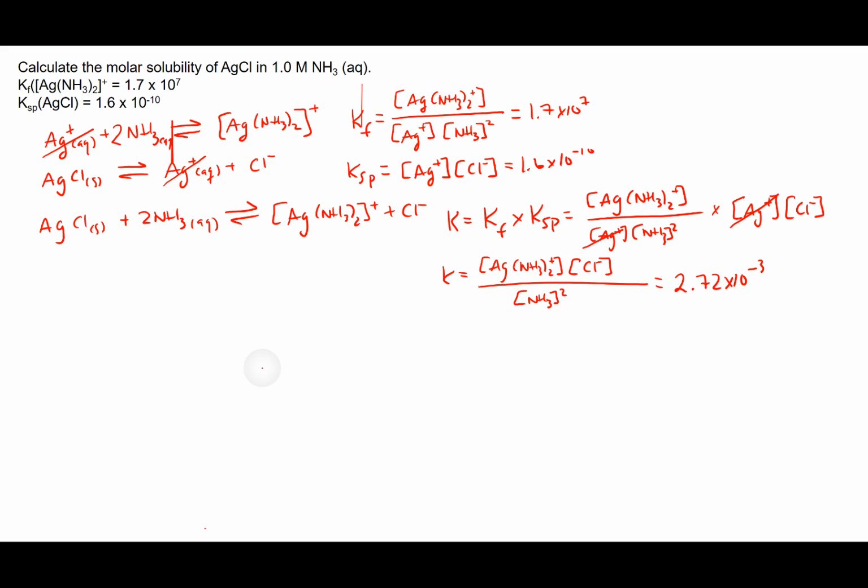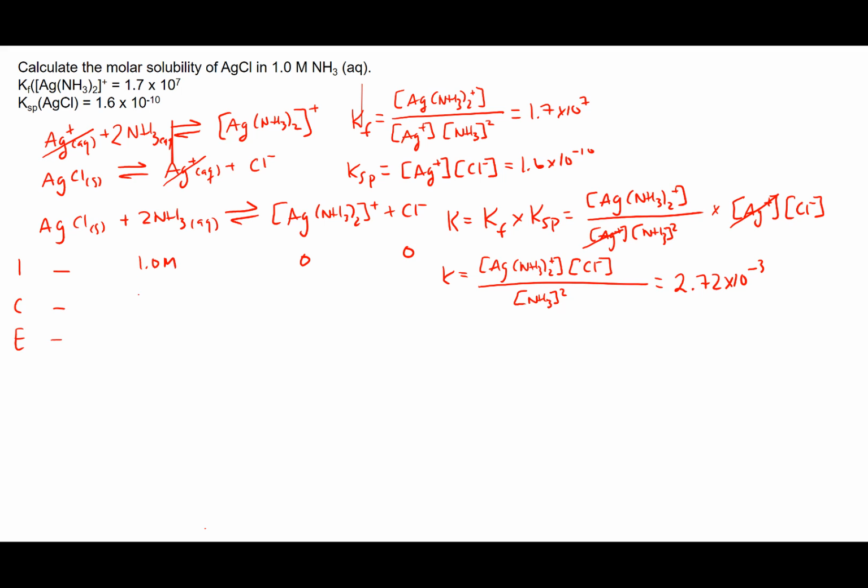So now the approach is we do an ICE table. In the ICE table, because we're talking about equilibrium, the solids just don't contribute, so we can disregard that. We start off with 1 molar of the ammonia in solution. We don't have any of the new silver amine complex, that hasn't happened yet. We also don't have any chloride, because the silver chloride hasn't dissolved yet. So both of those are going to be 0 in this case.